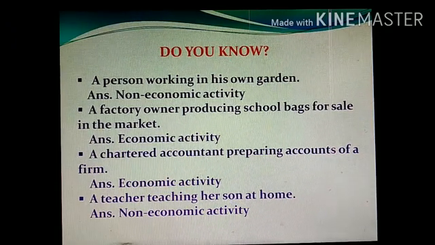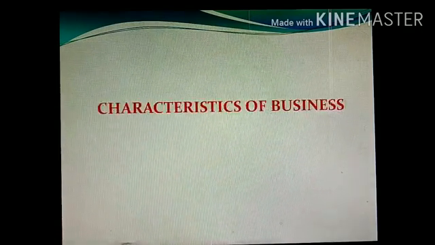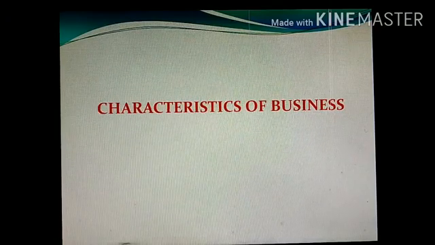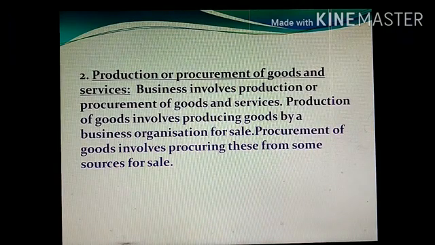Then, do you know how business activity is different from other activities in society? So, it's very important to know the nature or characteristics of business. Now, let's discuss the main characteristics of business. The first characteristic of business is economic activity. Business is considered to be an economic activity because it is undertaken with the objective of earning money or livelihood and not out of love, affection, sympathy or any other emotion. The next characteristic of business is production or procurement of goods and services. Business involves production or procurement of goods and services.